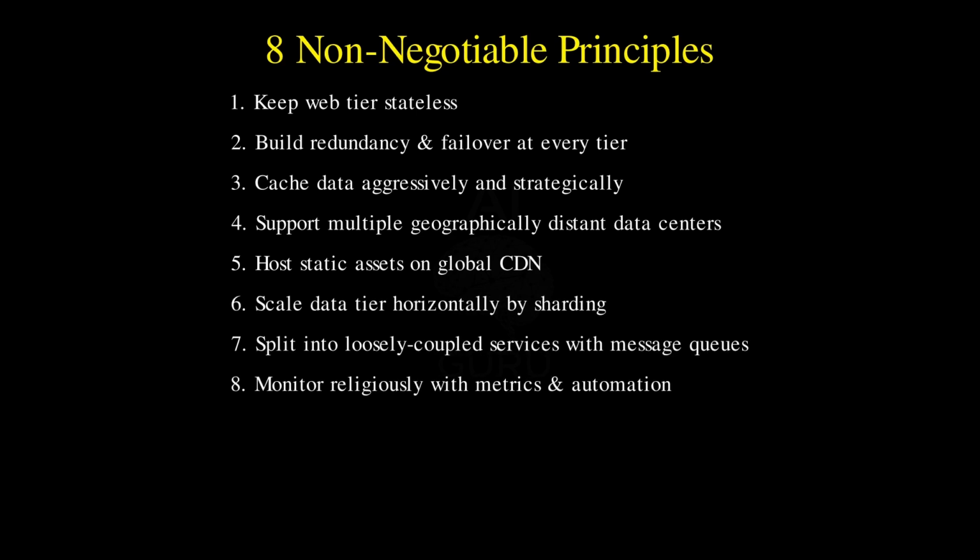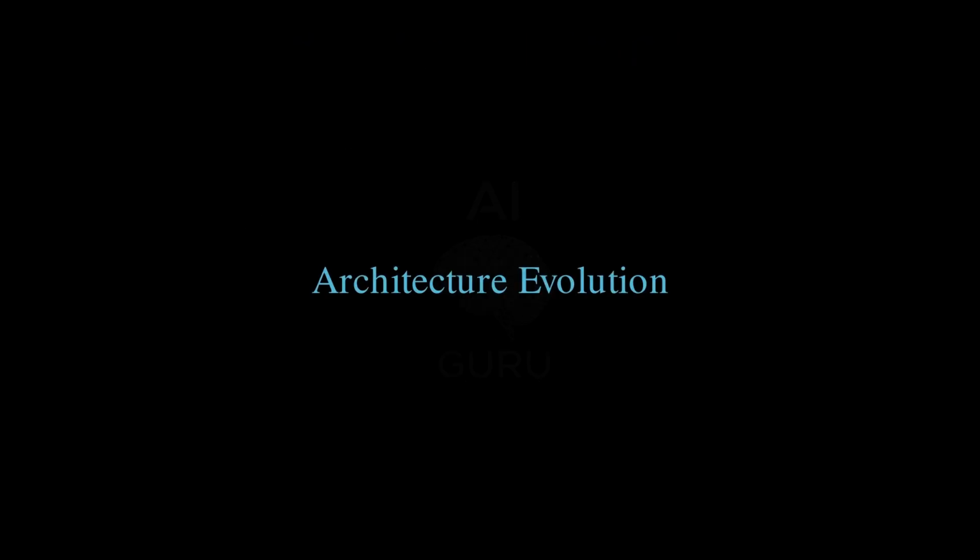2. Build redundancy and failover at every single tier. 3. Cache data aggressively and strategically using multiple strategies. 4. Support multiple geographically distant data centers. 5. Host your static assets on a global content delivery network. 6. Scale the data tier horizontally by sharding. 2 more. 7. Split functionalities into loosely coupled services using message queues. And 8. Monitor your system religiously with aggregated metrics and invest heavily in automation and centralized logging.